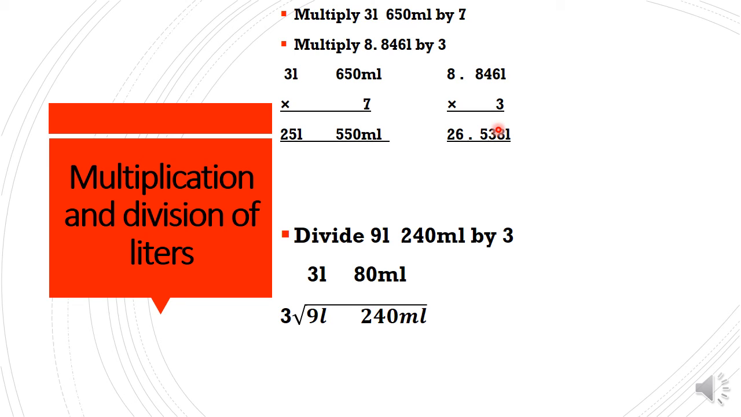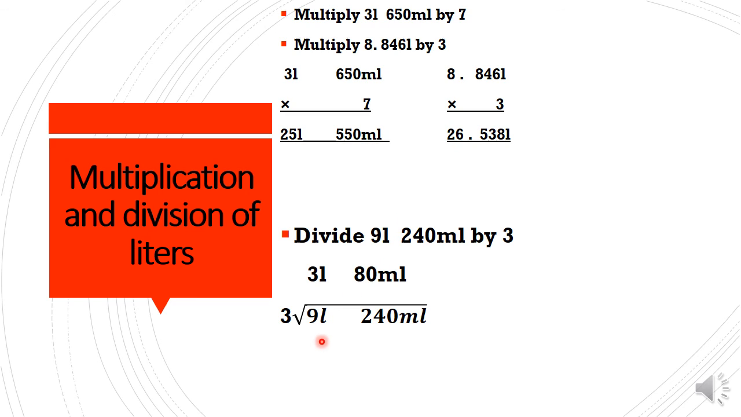We write 3 and carry 1 at the top of 8. 3 times 8 is 24, plus that 1 we carried at the top is 25. We write 5 and carry 2 at the top of this 8 right here. 3 times 8 is 24 plus 2, which is what? 26. And that is what we have here right now. Do you get it? Good.